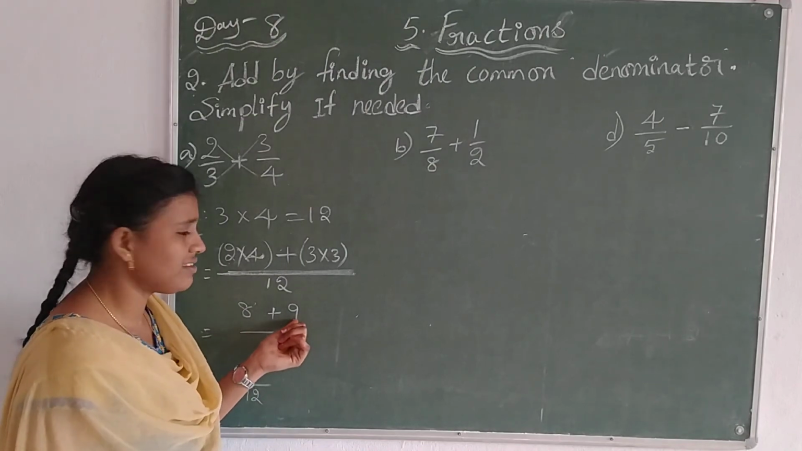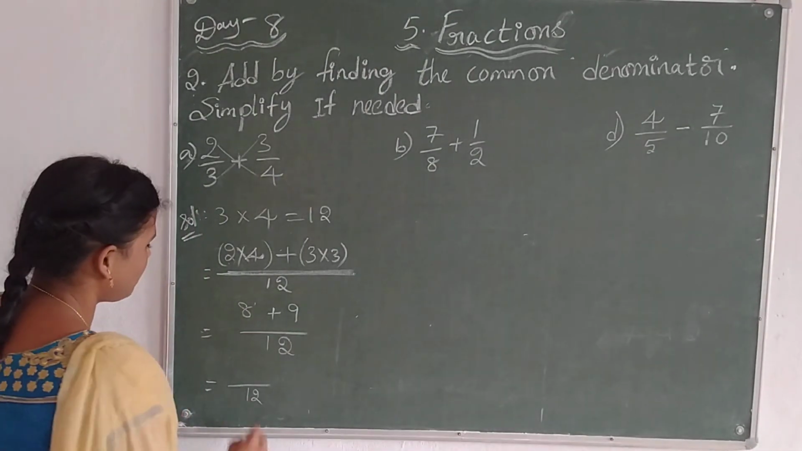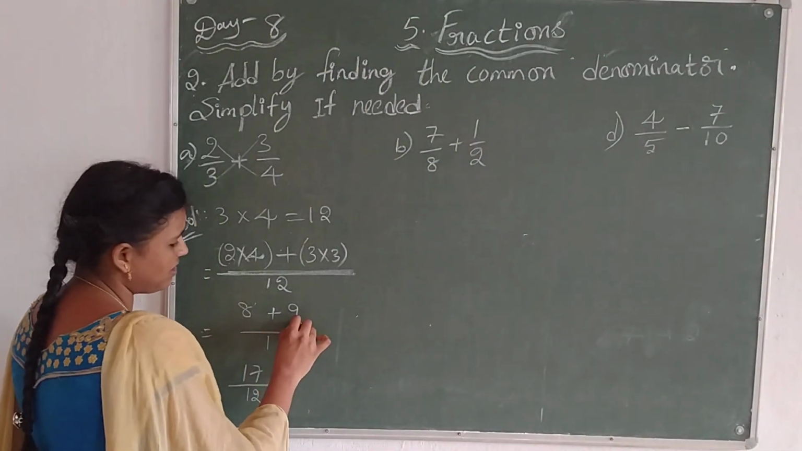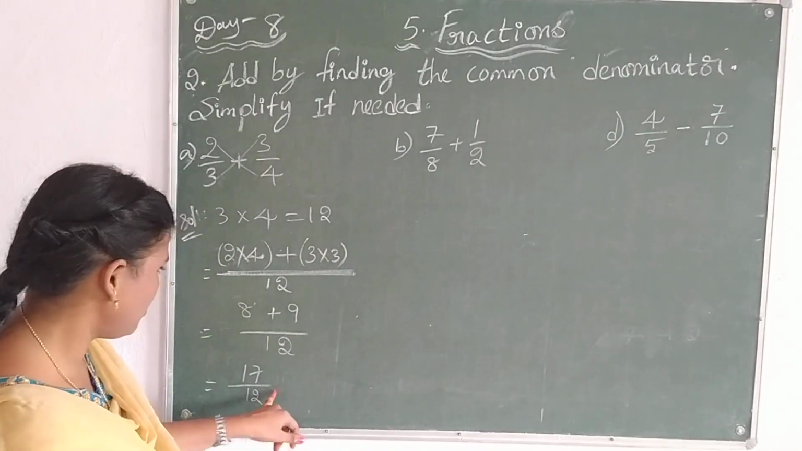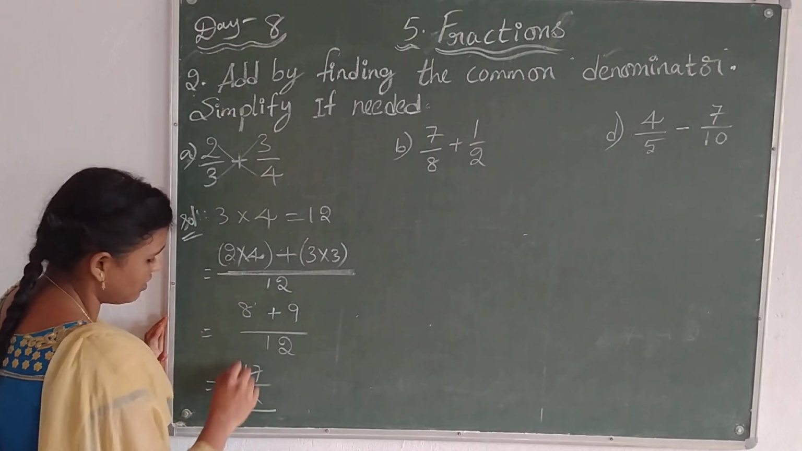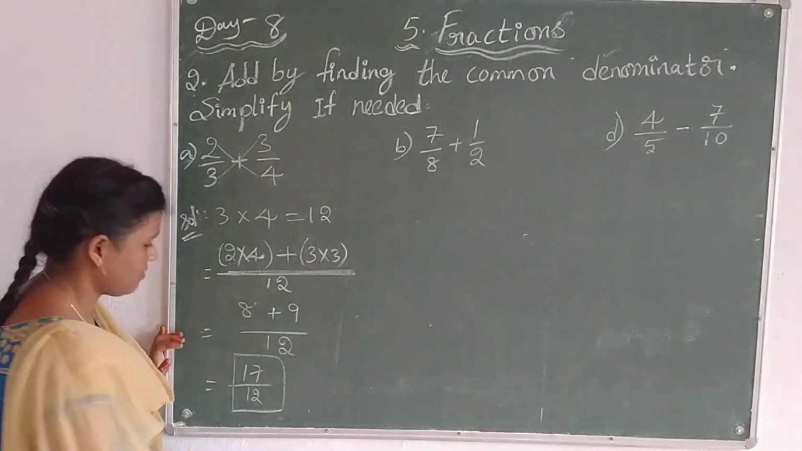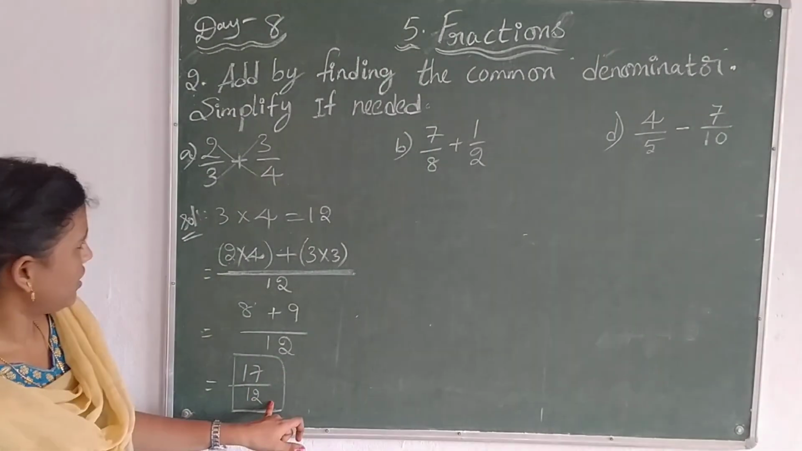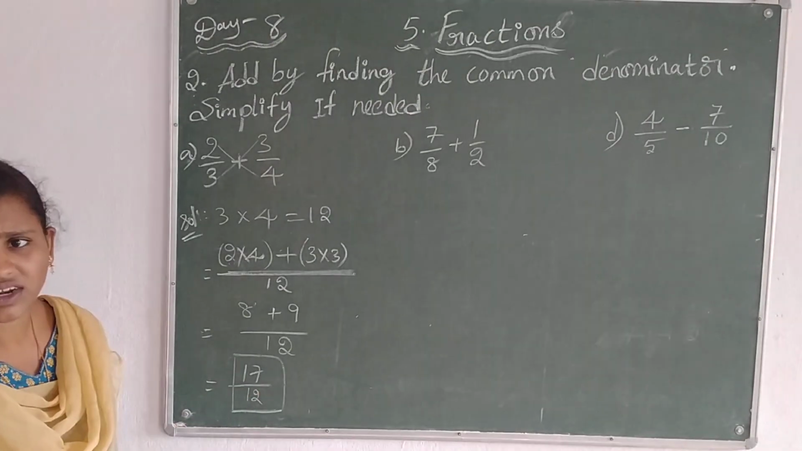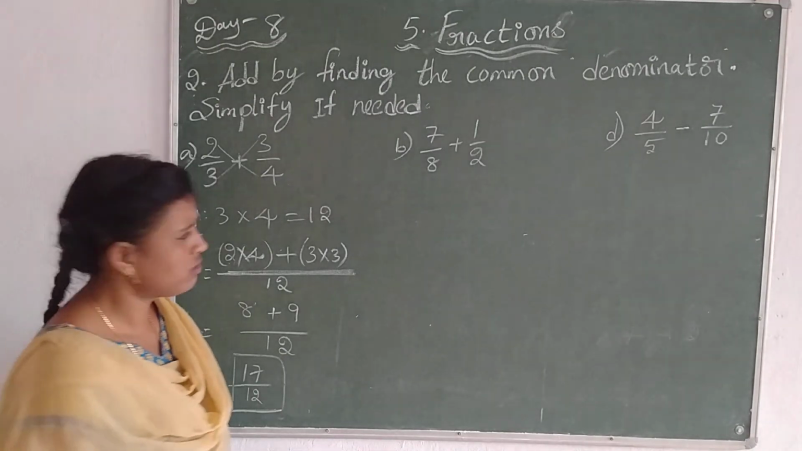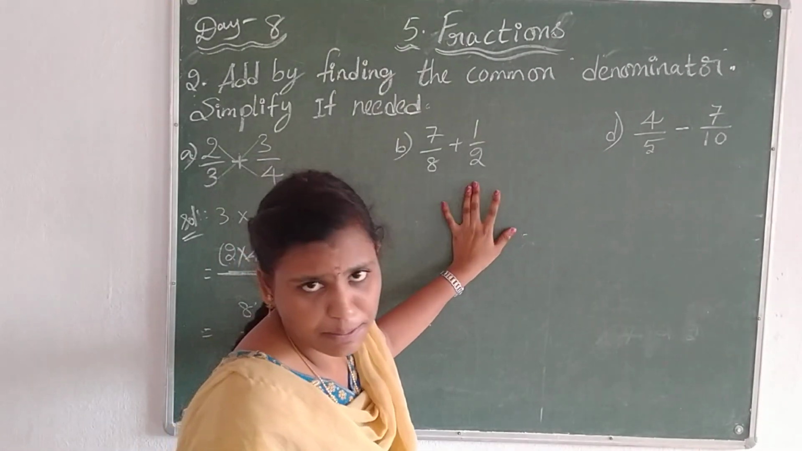8 plus 8 is 16, 16 plus 1 is 17. See, 8 plus 9 is equal to 17. Is it right? Yes, it's right. So the answer is 17 by 12. Can you do the simplification here? No.